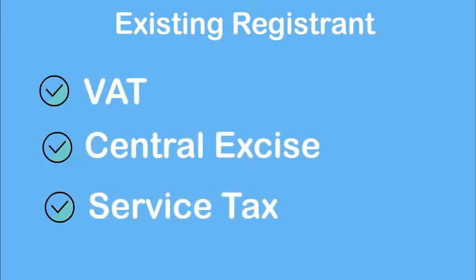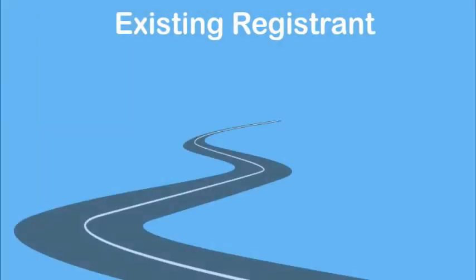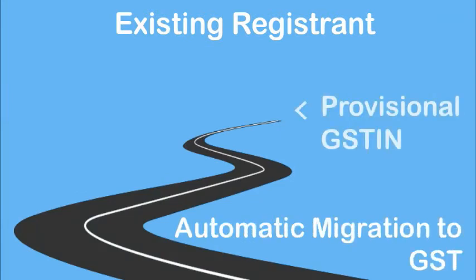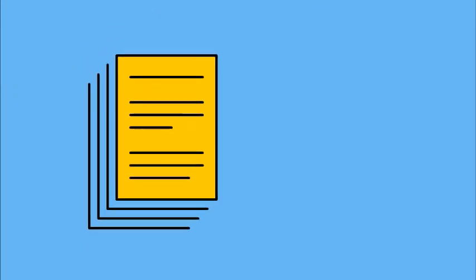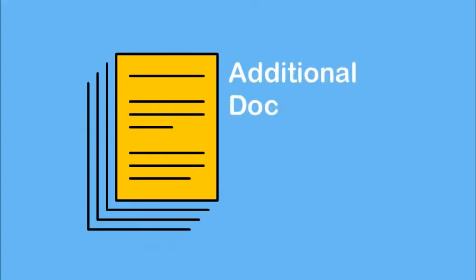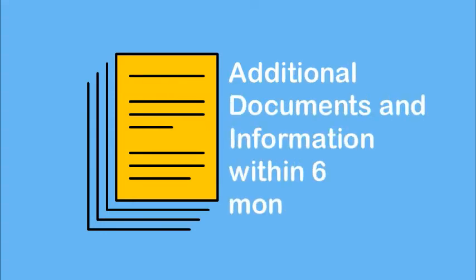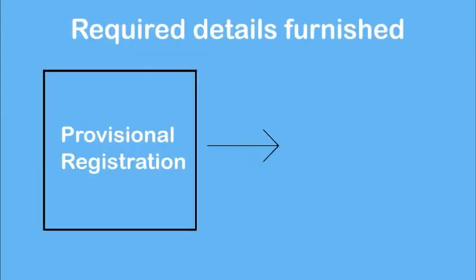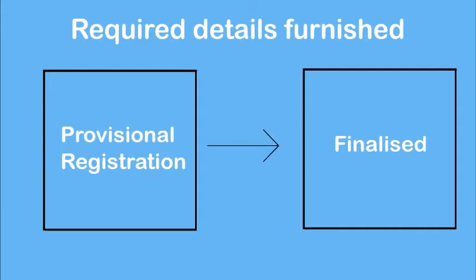If you are an existing registered taxpayer under VAT, Central Excise or Service Tax laws, you will be automatically migrated to GST and given a provisional GSTN. However, you would be required to submit some additional documents and information within a period of 6 months. Once the required additional details are furnished, the provisional GST registration is finalized. However, failure to do so will result in cancellation of the provisionally granted GSTN.